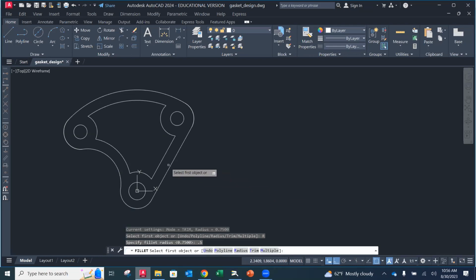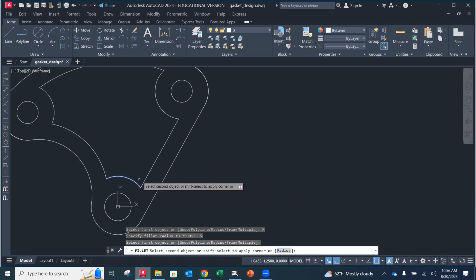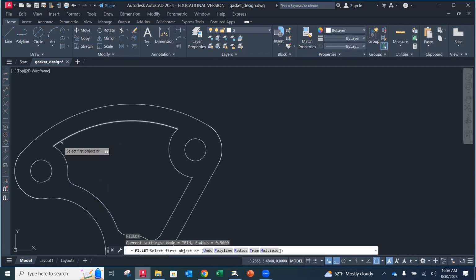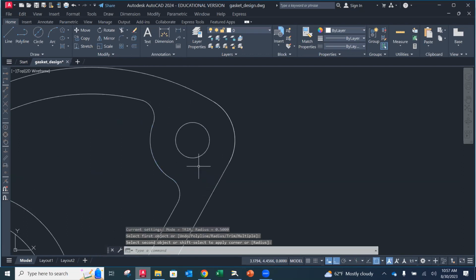Enter. Now I'm going to go in and on either side of these, it's going to create our radius. Now, if you want to keep going, just hit the enter key. It's going to remember your radius. So keep hitting enter here. Enter, or you can reselect, enter, and enter. And there it is.